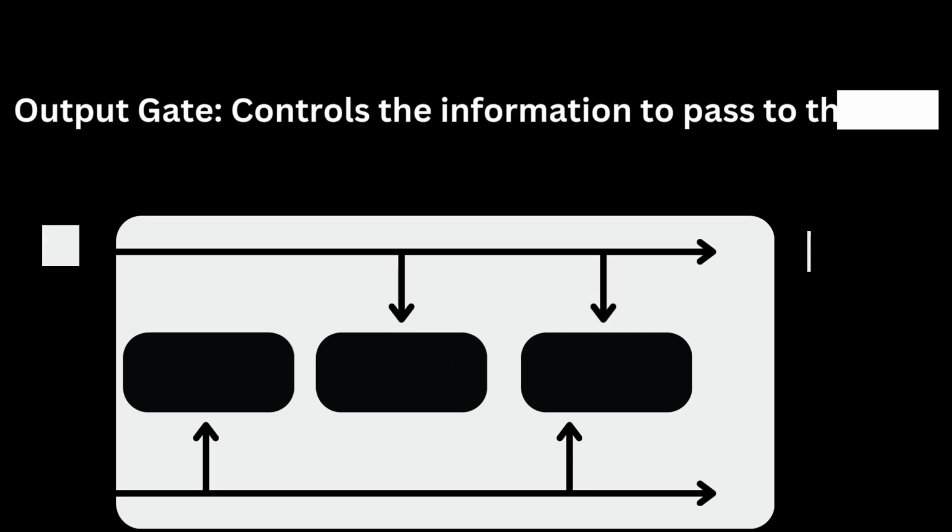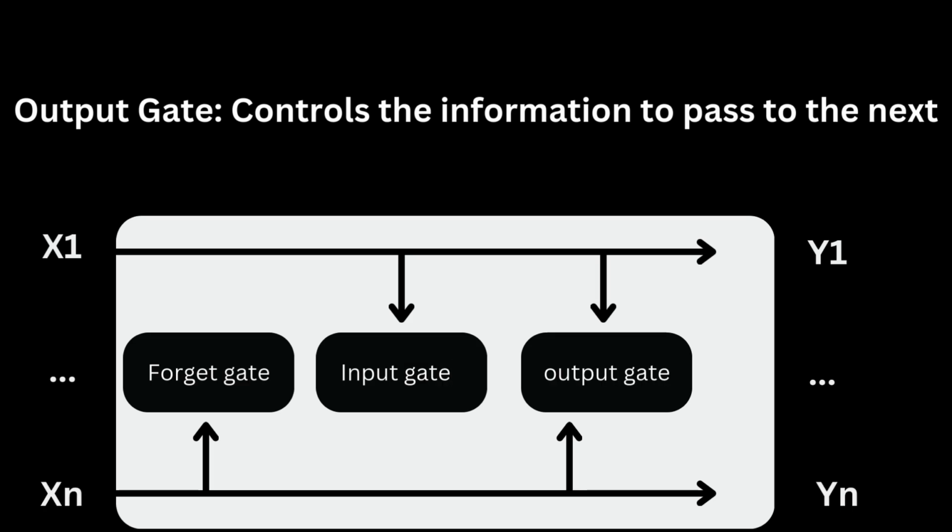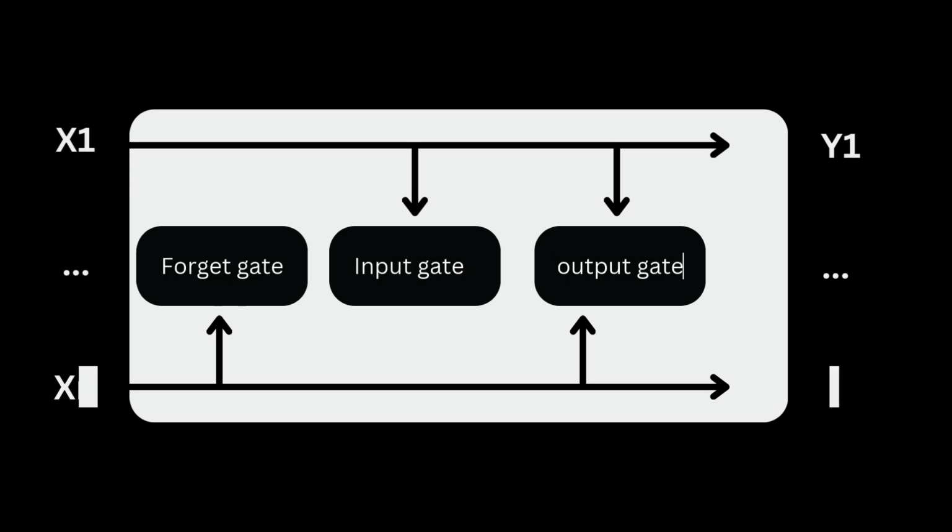The final gate will be our output gate. It will control the information to pass to the next neurons. Now you can see x1 to xn, these are the inputs, and on the other side you can see y1 to yn, and these are the outputs. So this is the simple architecture for the LSTM model.